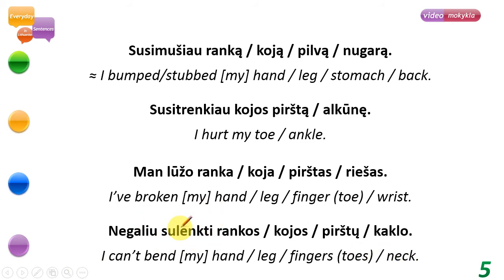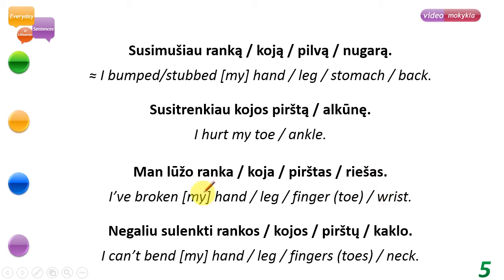Well, probably sulenkti doesn't suit the sentence with kaklas very much, because you cannot bend your neck totally. You can only bend it a little, so you could better use palenkti kaklo. Negaliu palenkti kaklo. Palenkti means to bend a little. And sulenkti means to bend completely, like to bend your legs and arms and fingers when there's a full motion, bending something. But the neck is not a very flexible body part, so you should use palenkti to bend a little.